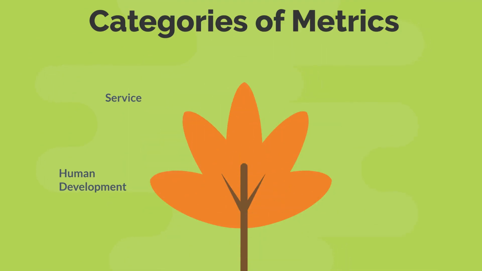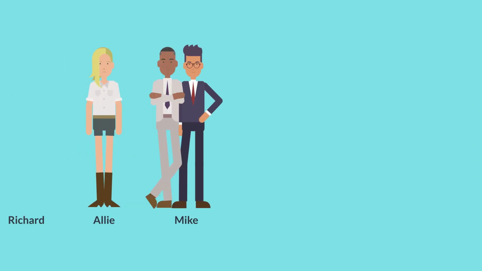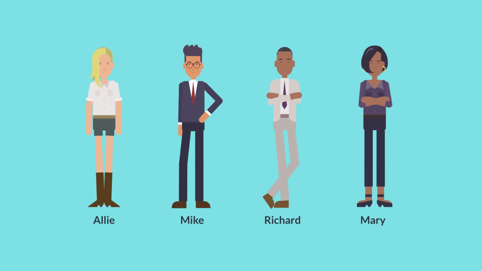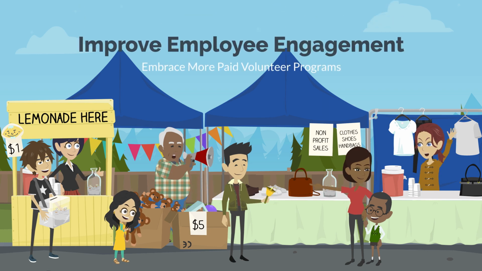In this example, we are using the following 5 dimensions. First, human development. This category might also simply be called people. This category is all about metrics at each level that relate to the people side of the business. For example, improving employee engagement. How might we measure that?